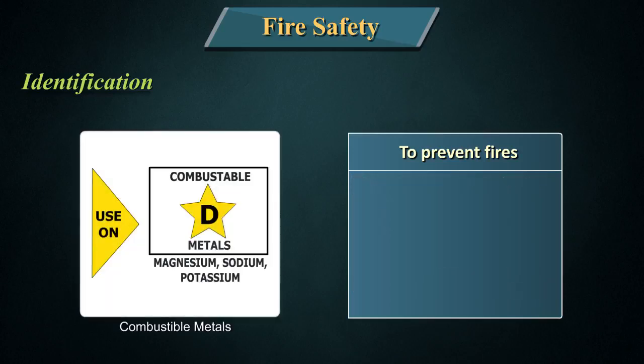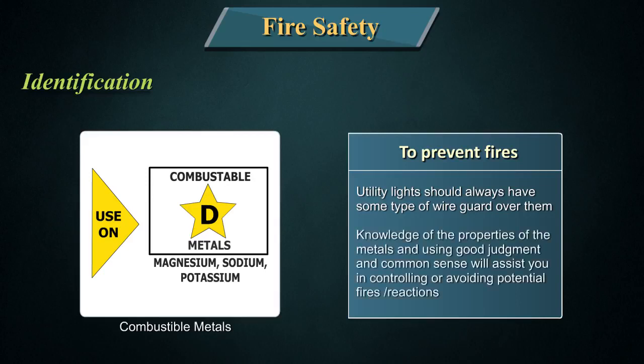Symbol for combustible metals. Description. Extinguishers for Class D fires are identified by a star containing the letter D. If colored, the star is yellow. To prevent fires, utility lights should always have some type of wire guard over them. Knowledge of the properties of the metals and using good judgment and common sense will assist you in controlling or avoiding potential fires or reactions.